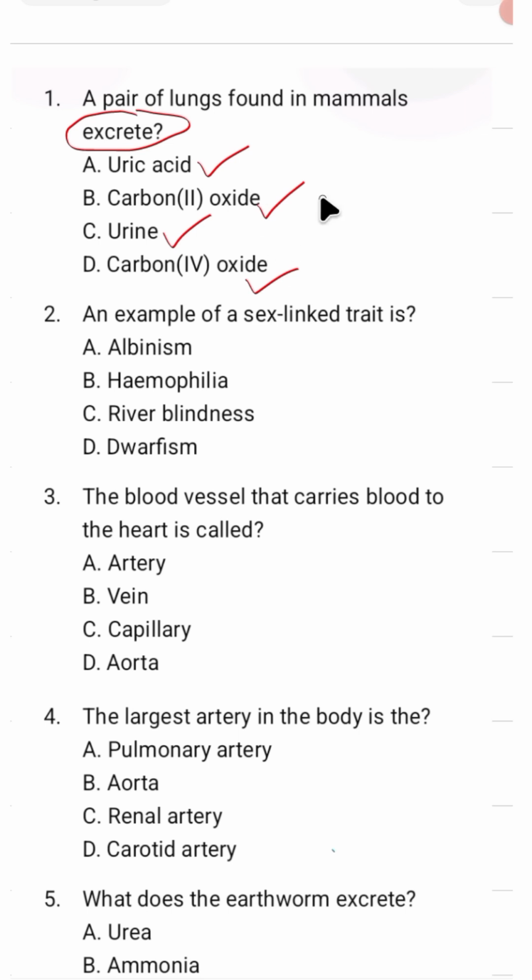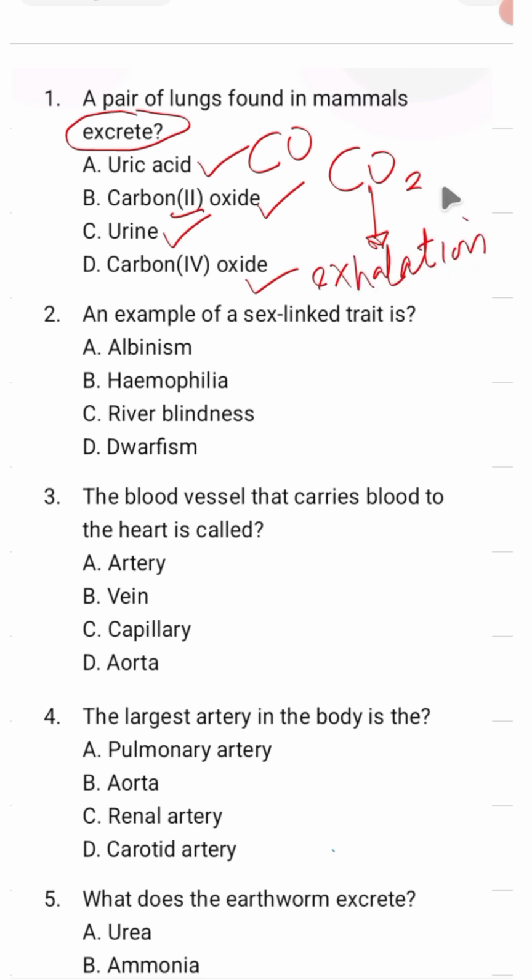In mammals, for example, respiration produces mainly CO2 as a waste gas. This CO2 is called carbon 4 oxide. It is different from carbon 2 oxide, which is just CO. You understand? Now, this CO2 is transported by the blood to the lungs and it is removed via a process called exhalation. That is breathing out. So your lungs function not only for breathing, but also for excretion of gaseous waste.